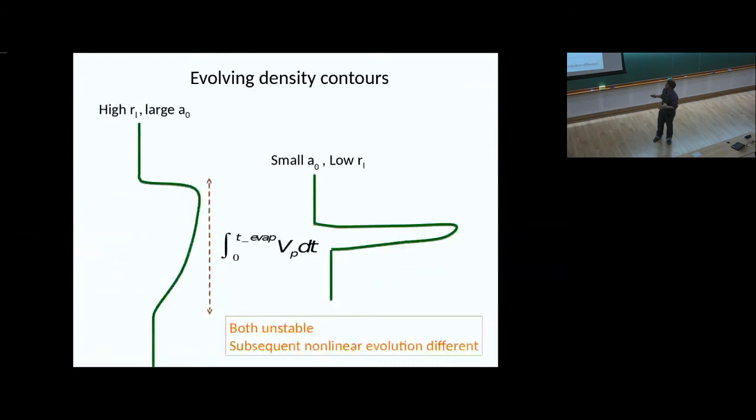And I can tell you that for large particle sizes, your density profile is smaller in magnitude but deeper. And for small particle sizes, your density profile is narrower but bigger in size. So that happens for smaller droplet size, and that happens for larger droplet size. And both these profiles are unstable linearly, but the nonlinear evolution is very different.